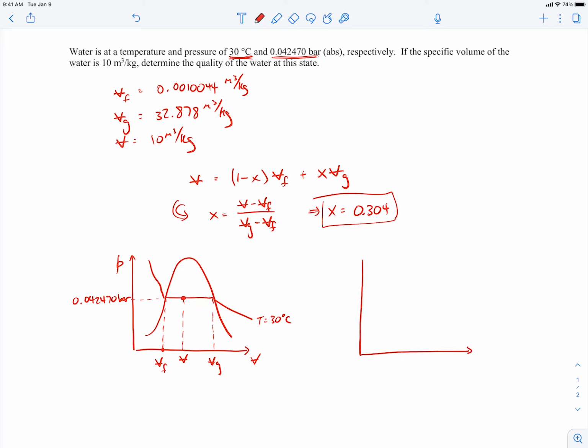Let's do it on a TV diagram, just to be complete. Here's our vapor dome. Here is our isobar. So this is the temperature of 30 degrees Celsius. And this isobar is the 0.042470 bar pressure. It's the saturation pressure corresponding to 30 degrees Celsius. Again, here's our saturated liquid specific volume. Here's our saturated vapor specific volume. And we're somewhere in between there. Okay, we'll end the example there.